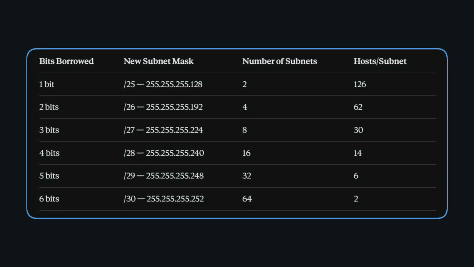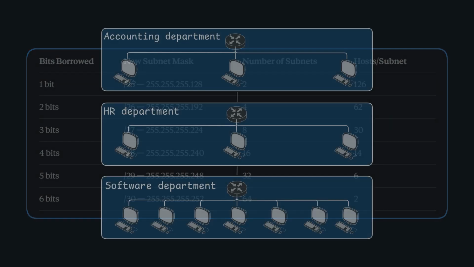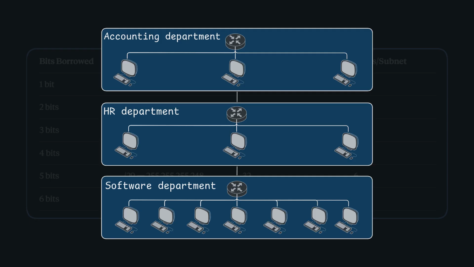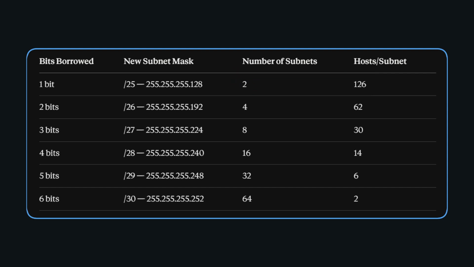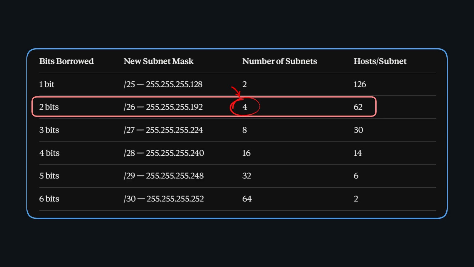Now let's see what happens when we borrow different numbers of bits from our /24 network. As you can see, one side grows, the other shrinks. It's always a balancing act. We had 3 departments, so we needed at least 3 subnets. When we look at the options, borrowing 1 bit only gives us 2 subnets. That's not going to cut it. But borrowing 2 bits gives us 4, which does the job.